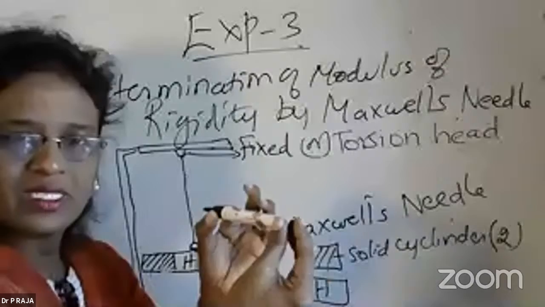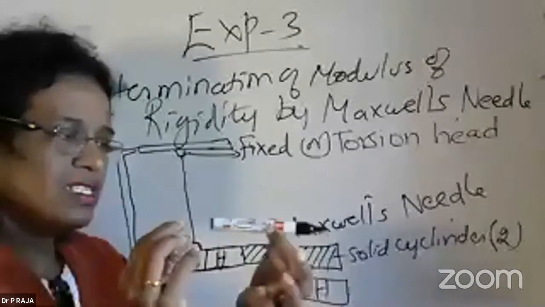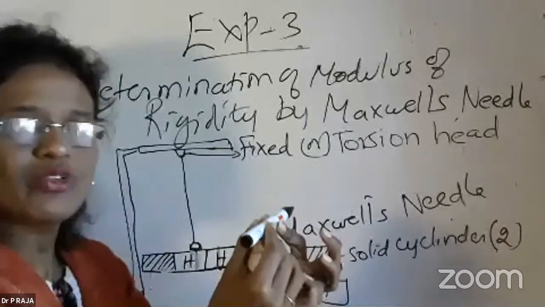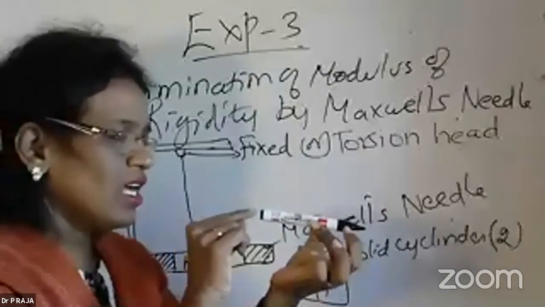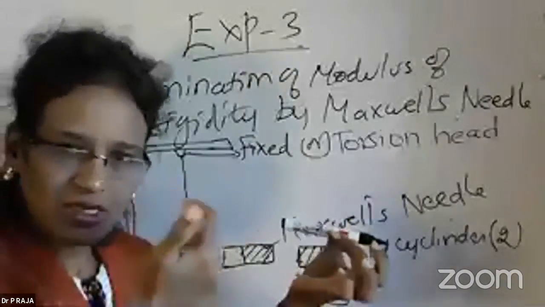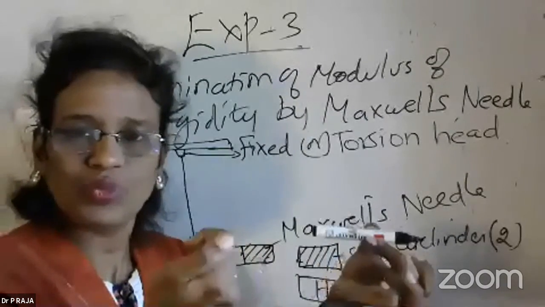You will vibrate it a little bit like this and then leave it. So what will happen? This will start vibrating like this. And you have to count the number of oscillations. Allow it to go from here to here and then come back. You will be given a stopwatch, a watch to measure the time.